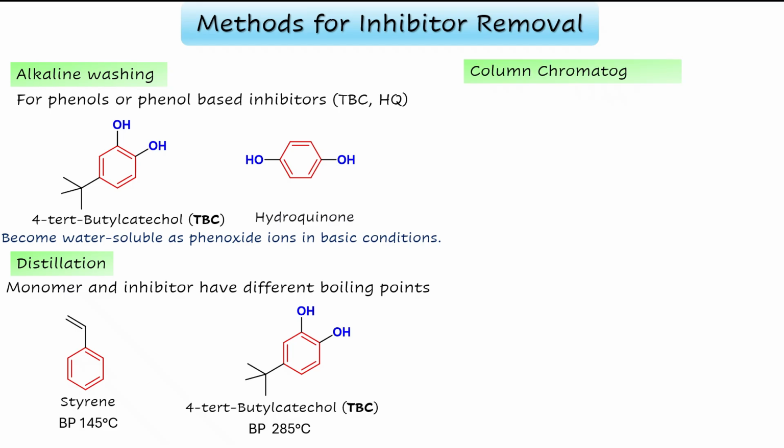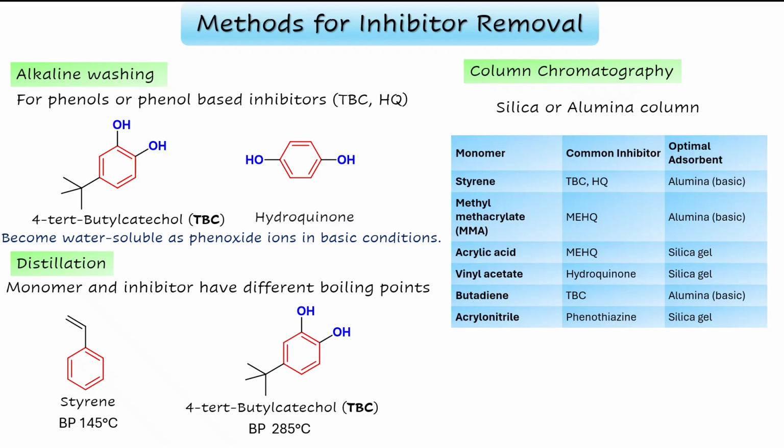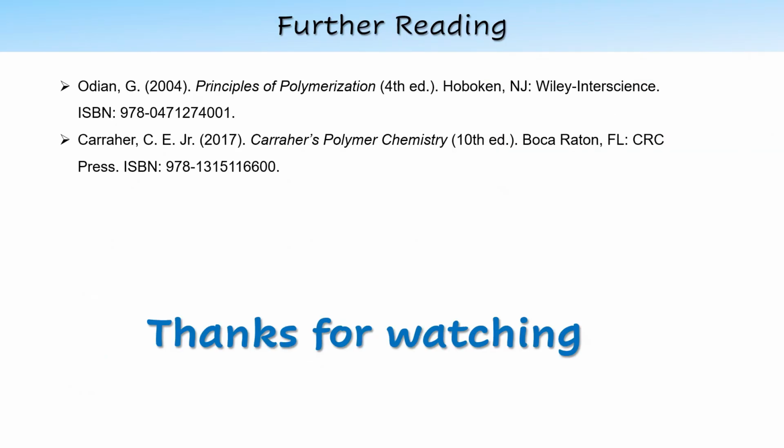Column chromatography is another versatile method to remove inhibitors. In this method, the monomer is eluted with some solvent mixture, for example hexane and ethyl acetate. Using a silica or alumina column, inhibitor-free monomers are obtained by evaporating the solvent. Here is a table showing what type of column material is best for a combination of monomer and inhibitor. This is all about inhibitors and retarders for radical polymerization.